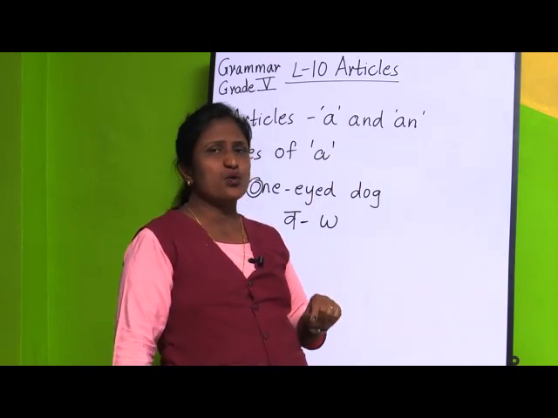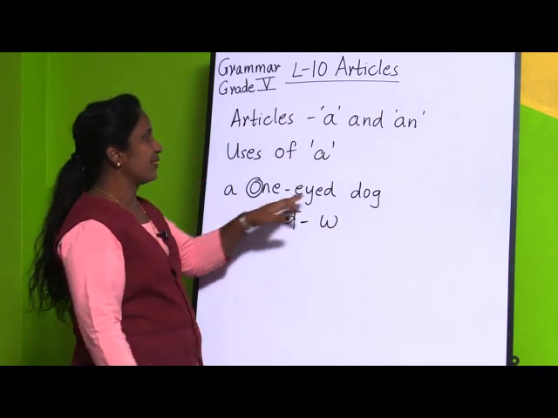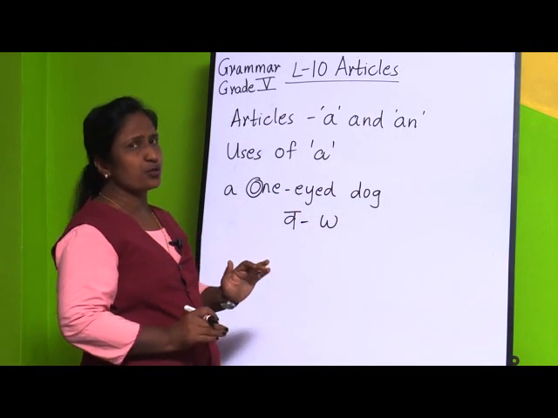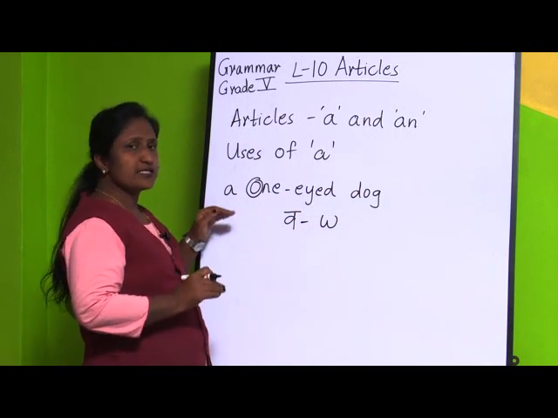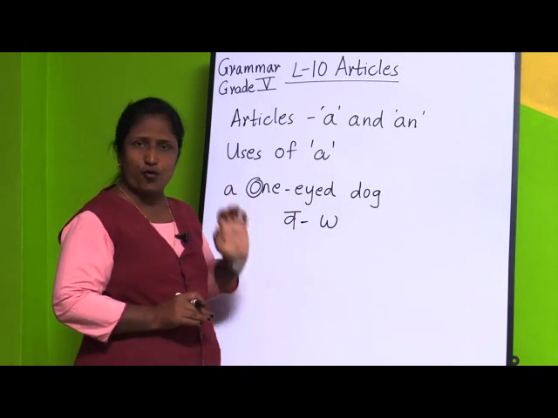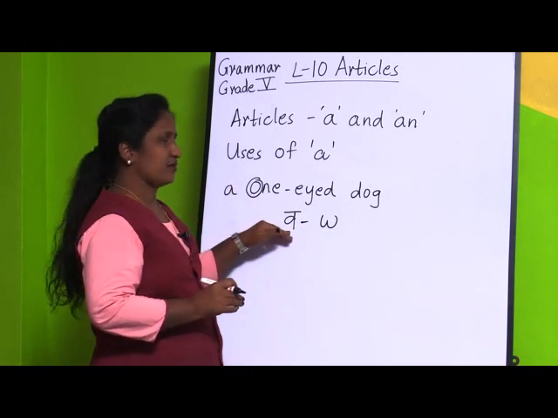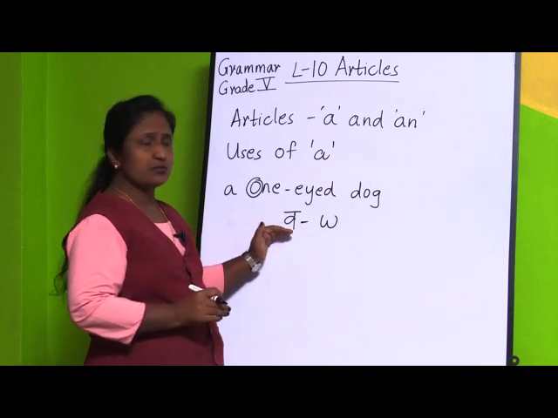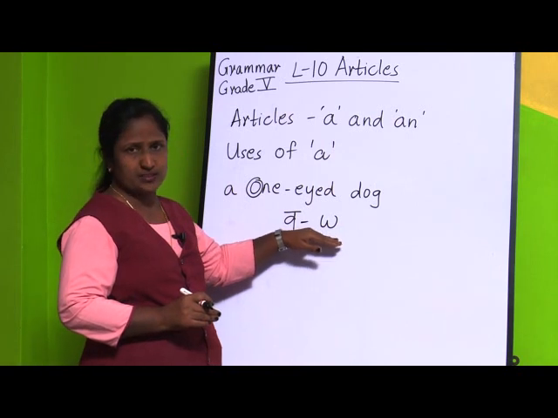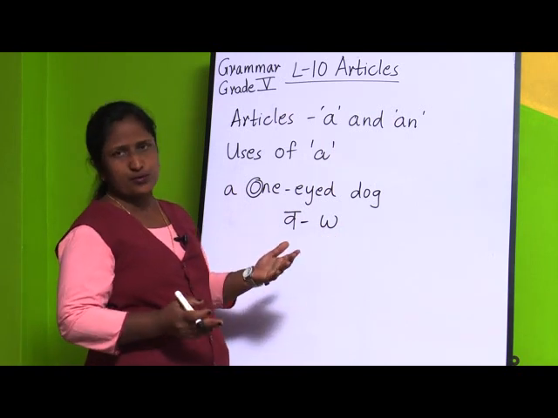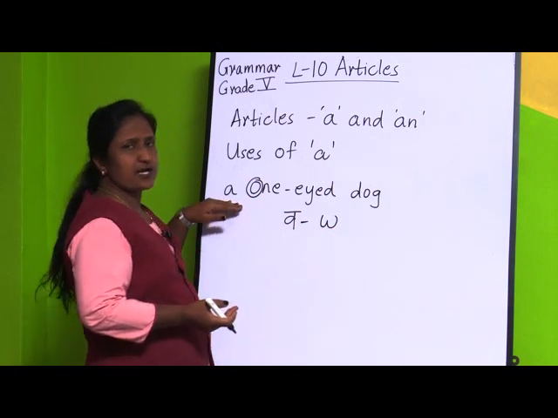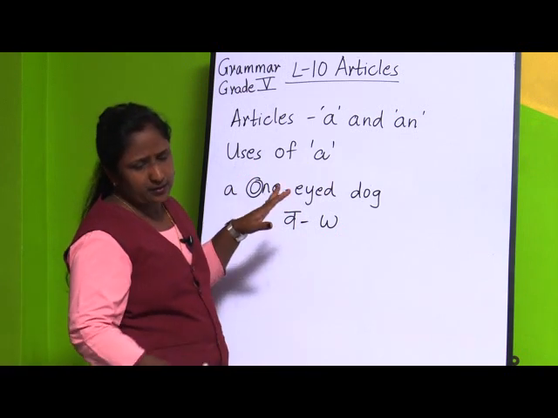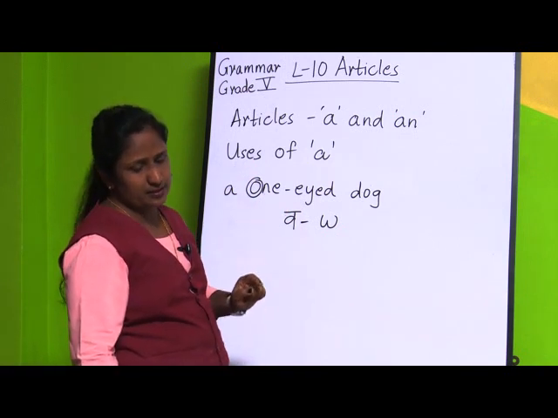But there are some exceptional words, like I told you, one-eyed dog, where I have written a. You have to look very particularly: the word starts with O, which is a vowel, but it sounds like W. In Marathi it is v, but the sound in English is W. It starts with W, and you know children, W is a consonant. So we start with the article a. We use a for one-eyed dog. I hope children you have understood now.